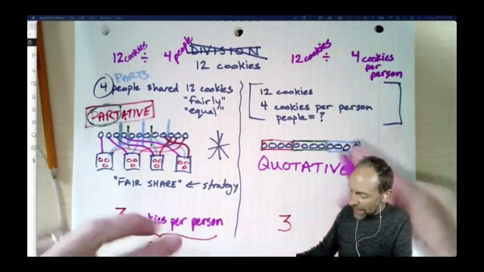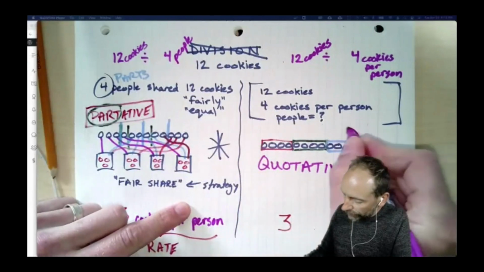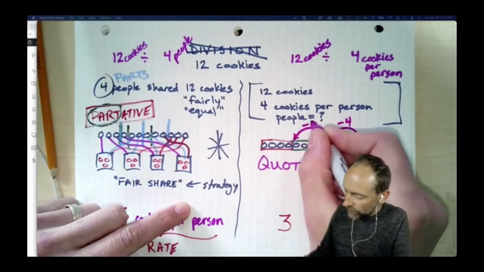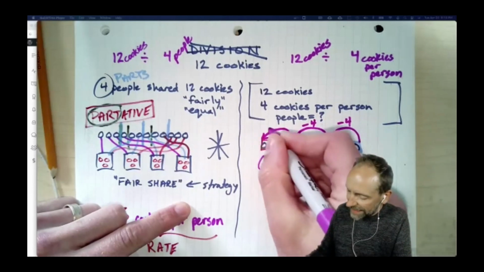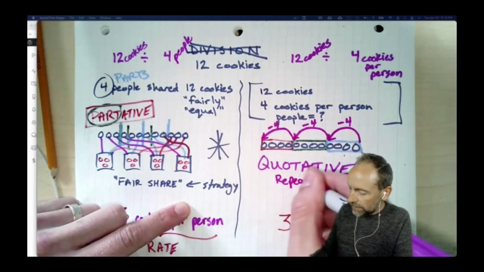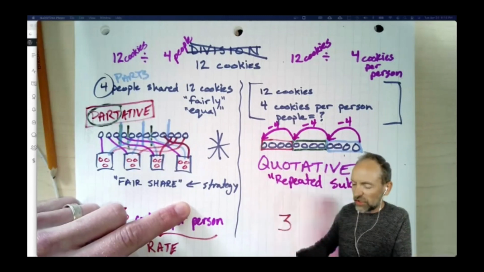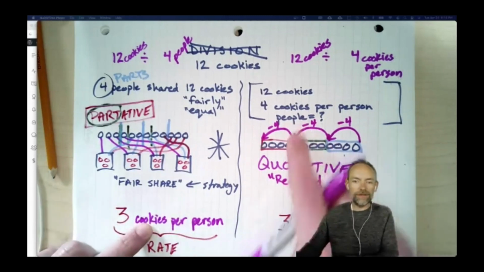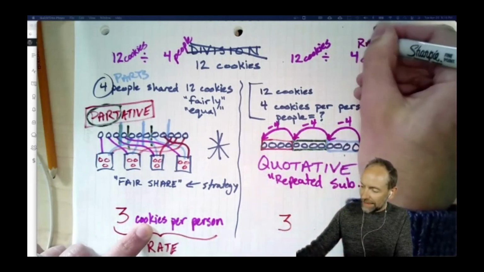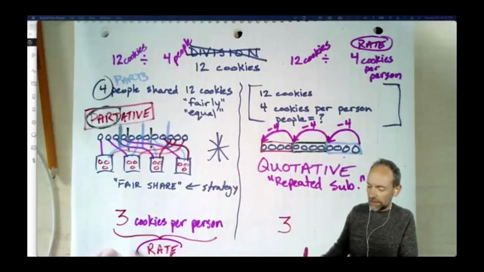Over here, I'm literally starting with 12, and John was like, well, group 4, I'm going to take away 4. I'm going to group 4, I'm going to take away 4. I'm going to group 4, I'm going to take away 4. So over here, this is repeated subtraction. That's a strategy that works in this quotative scenario. We're given the rate. We're dividing by the rate. Over here, we're revealing the rate.